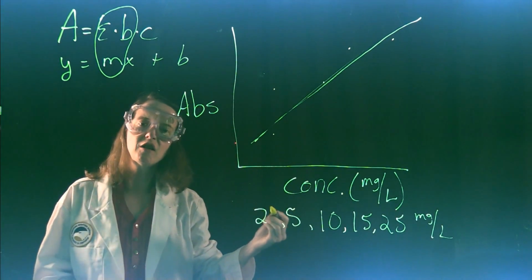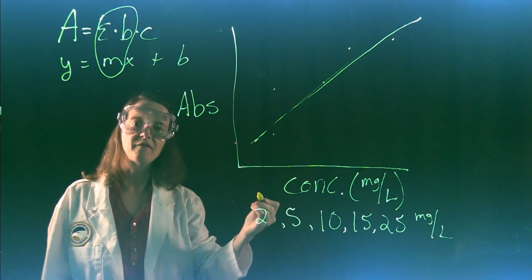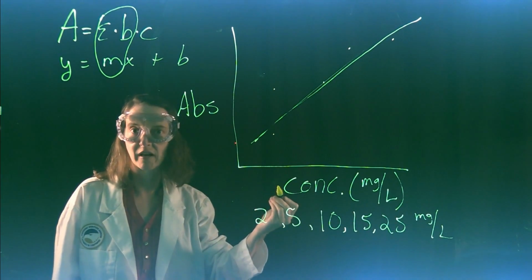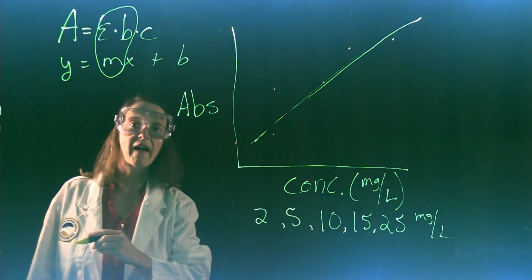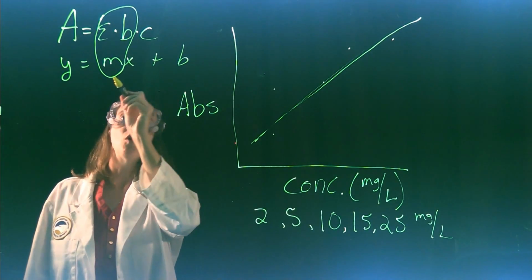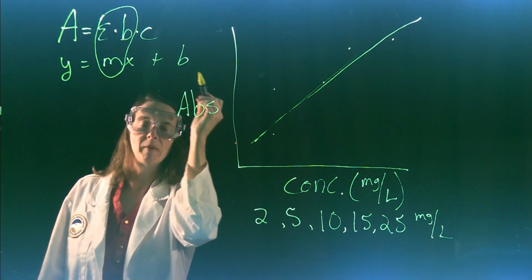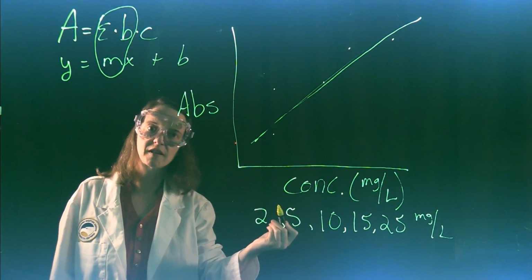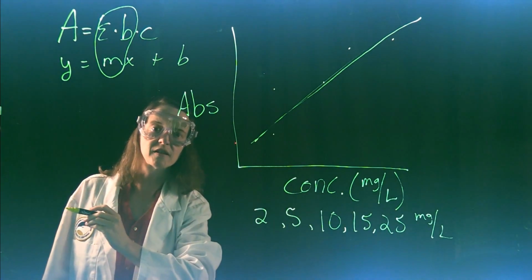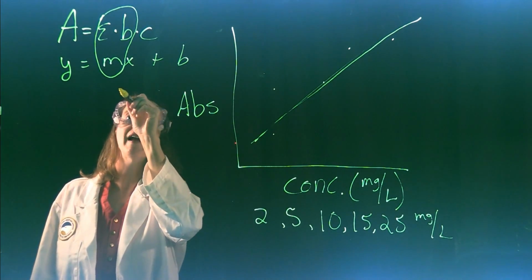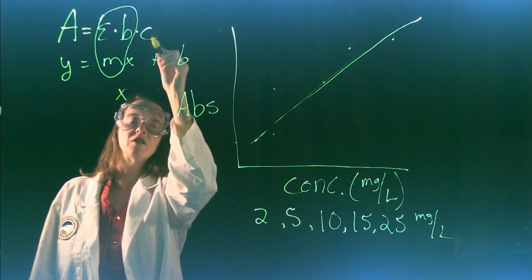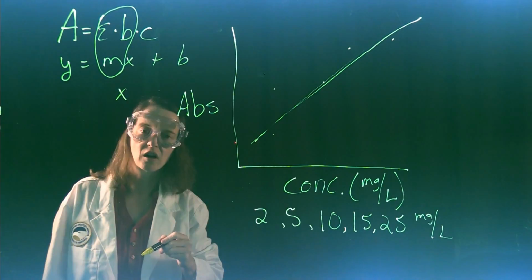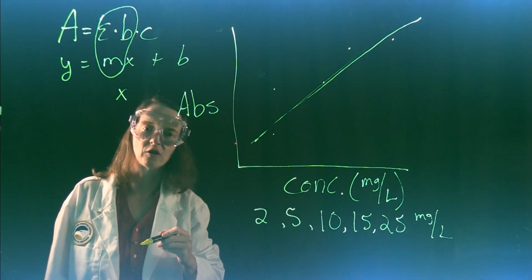Then for your unknown sample, what you have is the absorbance. That's what you'll be measuring on the instrument. So you'll know the value for y. You will already know the value for the slope and the y-intercept. So to find the concentration of calcium in your sample, you just rearrange this equation to solve for x, which is the value of C and the concentration in milligrams per liter.